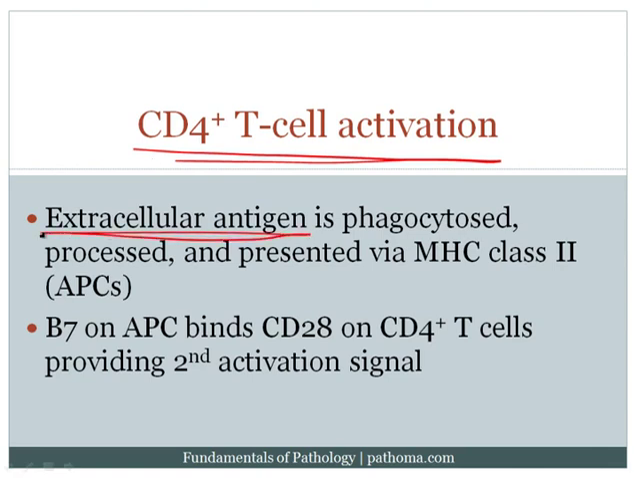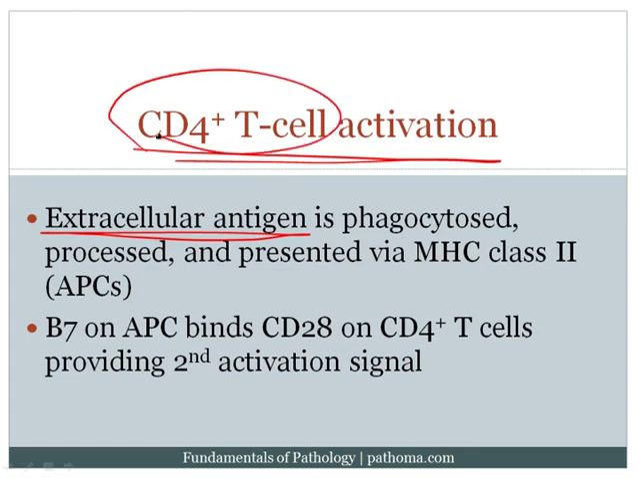Now let's go back. You know that CD4 positive T cells recognize MHC class 2, and MHC class 2 is predominantly present on antigen presenting cells. What do antigen presenting cells do? They basically take antigen from the outside world, they phagocytose it, they process it, and then they express it on MHC class 2. So an example would be macrophages or dendritic cells. These are cells that have the ability to phagocytose extracellular antigen, present it on MHC class 2, and show it to the CD4 positive T cell.